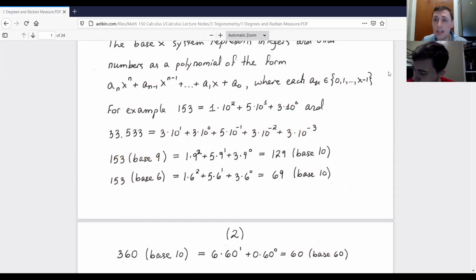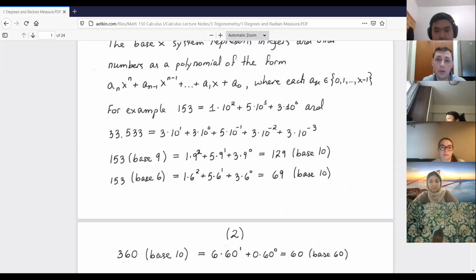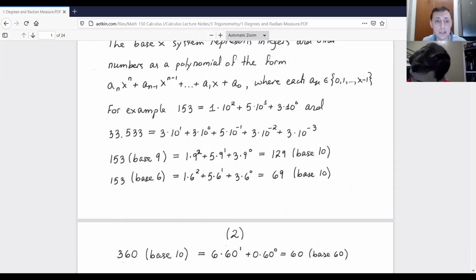So if it's base 9, I use powers of 9. So what is that number, 153 base 9? If I convert it to base 10, it means 1 times 9 squared plus 5 times 9 plus 3 times 9 to the 0. You see, this means 9 squared, 9 to the 1, 9 to the 0. And if I write it down, it's the same as 129 in base 10.